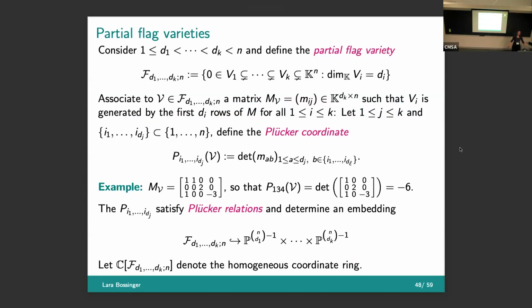It's not partial if d_{i+1} minus 1 is d_i. Yeah, exactly. It's called the full flag variety, or just flag variety, if all the integers between 1 and n minus 1 appear. Yeah, like all of it. And it's called the Grassmannian if k is 1. Those are the two extreme cases, right? I can have all the dimensions in between or just one.